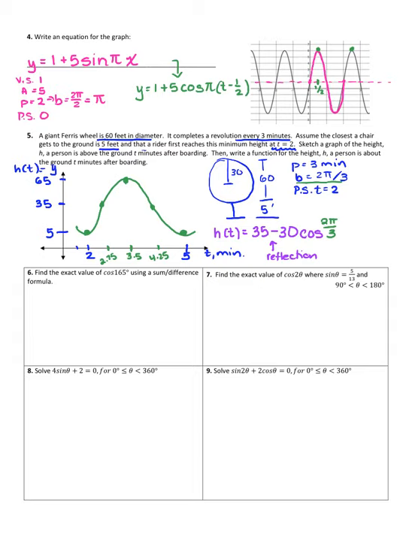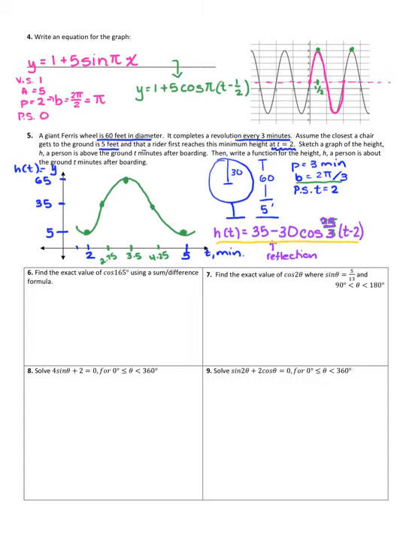Oh, somehow my colors changed. I think that's okay. And we're starting at 2, so this will be t minus 2. And that should just be 2 pi over 3. And that would be the equation. Okay.